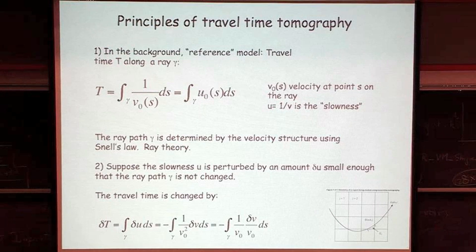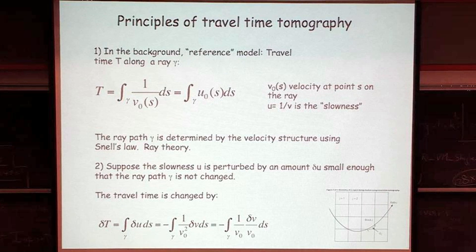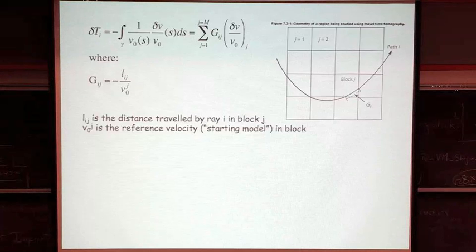Now suppose the slowness is perturbed by a small amount. The small amount is small enough that the ray path is not changed. Then the travel time is changed by delta t equals the integral over the ray of delta u ds, which is minus delta v over v0 squared, ds. And so you have the expression of the travel time with respect to your velocity perturbation, which is what you want to determine. Okay. So again, that equation is over there. We need to do one more step in order to solve this problem in practice. You have to somehow parameterize.